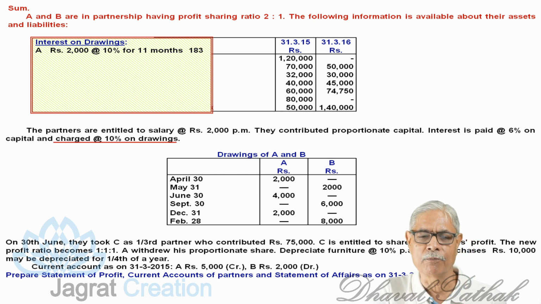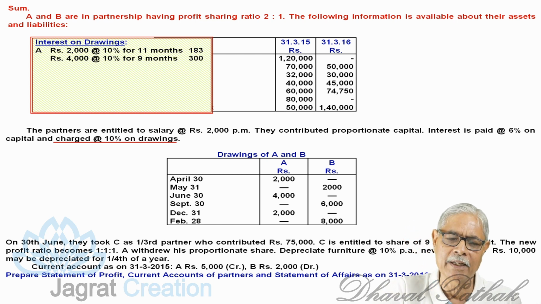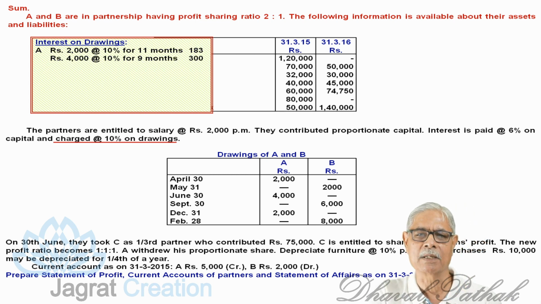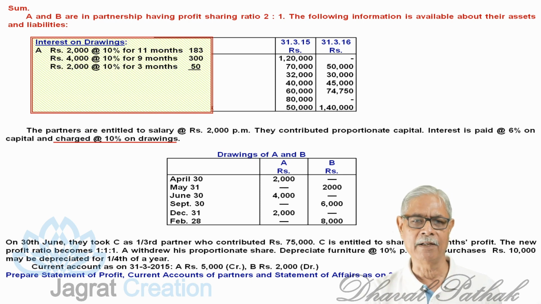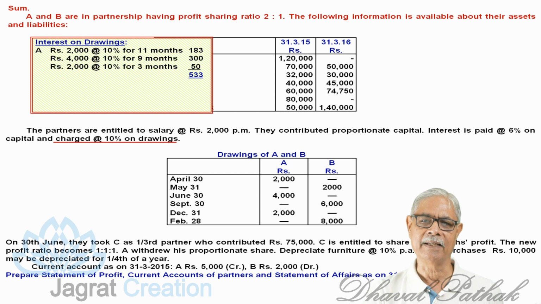Now he has withdrawn 4,000 on 30th June. So after June, how many months? July, August, September, October, November, December, January, February and March. So 9 months interest will be calculated. So 4,000 into 10% into 9 months. Similarly, last drawn December 31st, so 3 months interest will be calculated. So interest on drawings for A works out to be 183 plus 300 plus 50. So that works out to be 533.